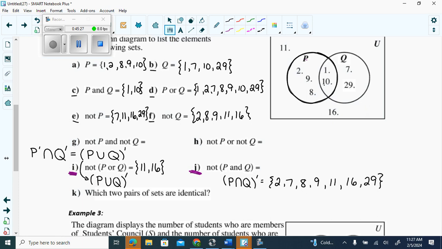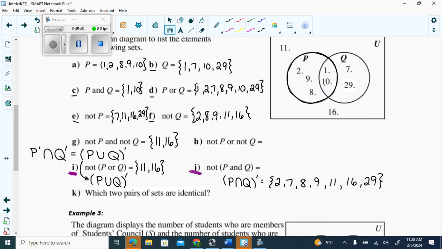Because if I look for the places where it's not P and not in Q, that's just the outside, which happens to be this, not snowman, right? So if ever you have two letters negated, you can write the complement outside and then flip the symbol in the middle. So these are actually the same. This would be 11 and 16.